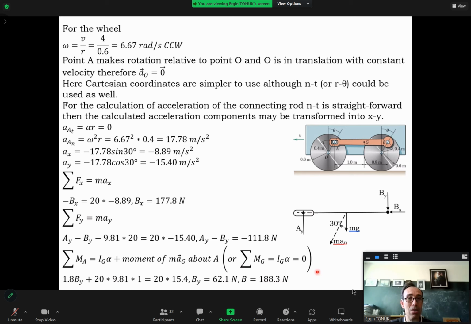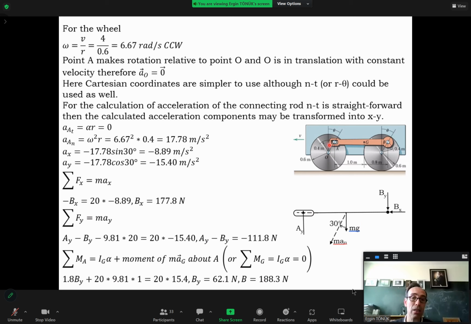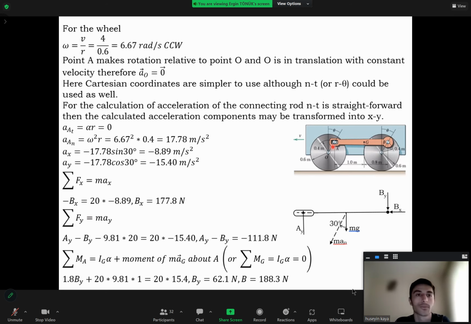Any questions on this problem? Hocam, why don't we have any x component for A? Well, you have a slot here, which is smooth, okay? So it's something like this, and this is the pin. So it's capable of moving horizontally. Am I right? Okay. So there is no restriction, there's no reaction force.